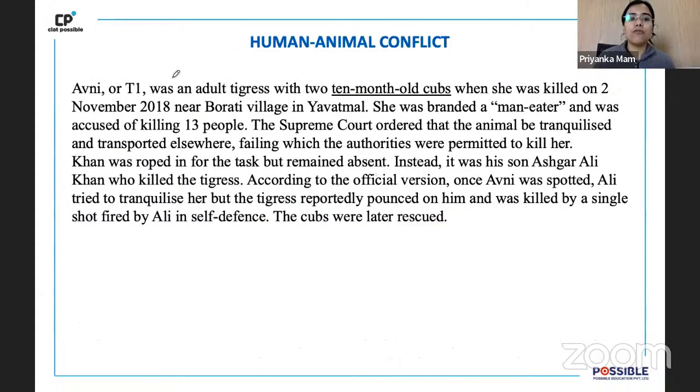Now, 4 years ago, in 2018, another thing happened. There was Tiger Avni, or T1, an adult tigress with 2 ten-month-old cubs. We are talking about Maharashtra, near the Borati village in Yavatmal. She was branded as a man-eater, and she was accused of killing 13 human beings. Then the Supreme Court ordered to tranquilize the animal, but if you cannot tranquilize, if everything else fails, then you kill.